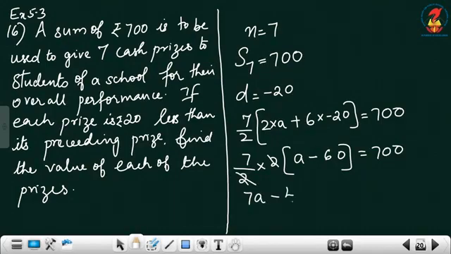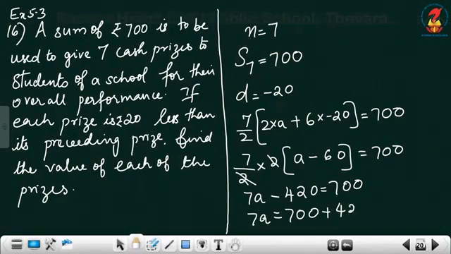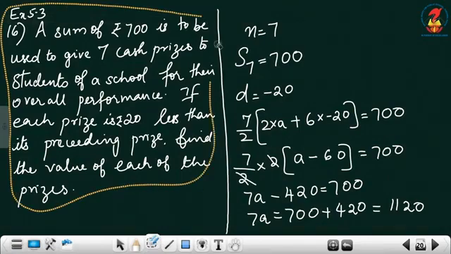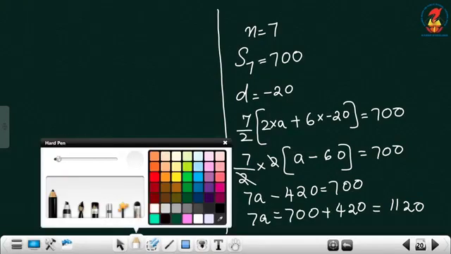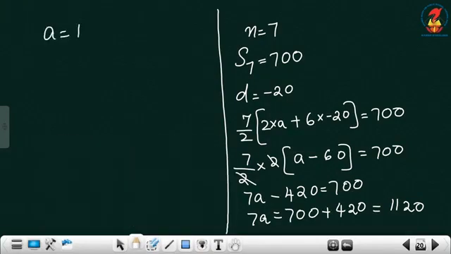7a minus 420 is equal to 700. So 7a is equal to 700 plus 420, which is equal to 1120. So a is equal to 1120 divided by 7.